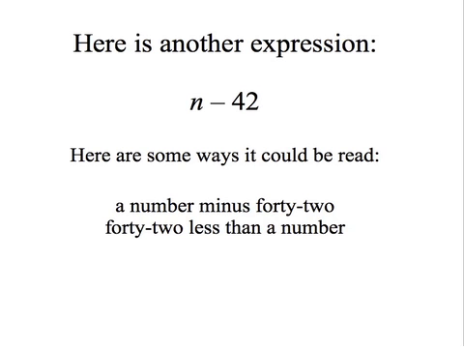This one is tricky. It's tricky because in the original expression, the 42 is written last, and when it's translated into words, the 42 is written first. But it's important that it's read 42 less than a number because subtraction is not commutative. And n take away 42 does not mean the same thing as 42 take away n.